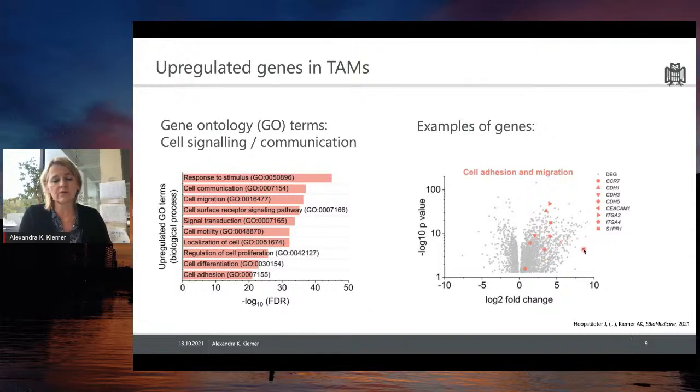And when we looked at some individual genes which have been suggested in the literature to be upregulated in tumor-associated macrophages, we found a lot of them. Here are just a few examples of genes involved in cell adhesion and migration. So there was not too much of a surprise. It was nice to see that lots of what is known is something we can also find in our system.